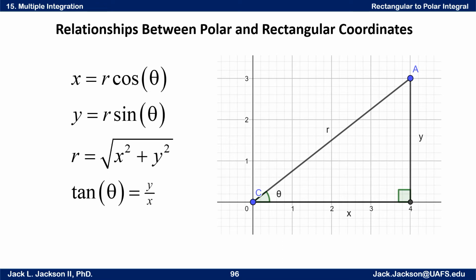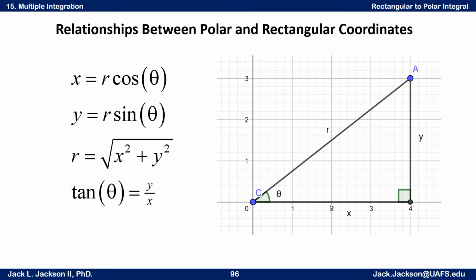So we should remind ourselves about the relationships between polar and rectangular coordinates, and it's all given by this basic triangle you see here illustrated. This side is x, this side is y. It's a right triangle. This angle is theta, and this side is r. And we get basic right triangle trigonometry relationships here.